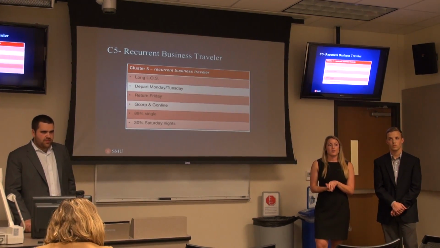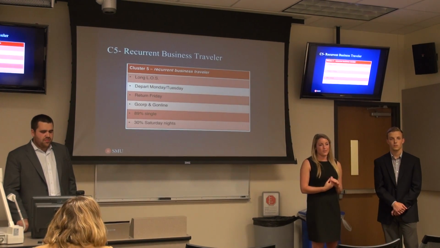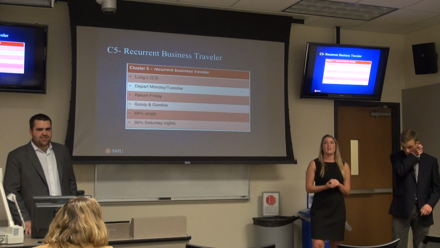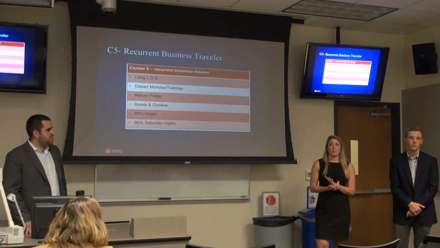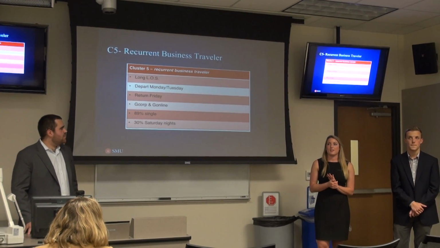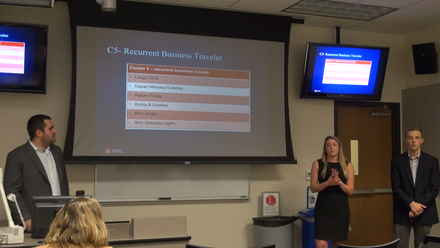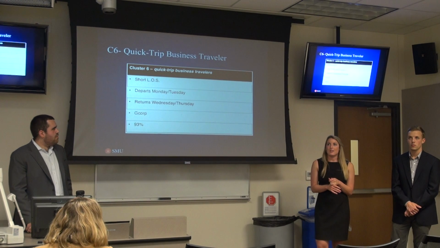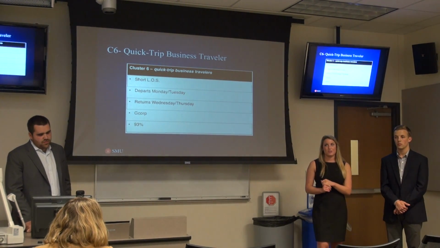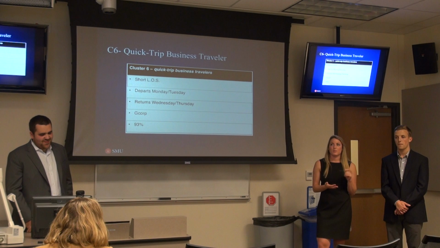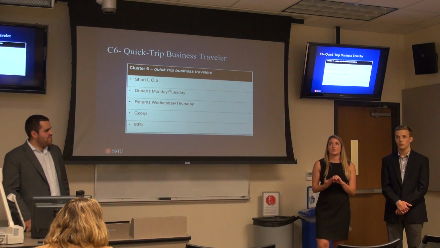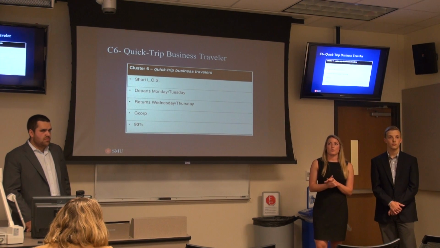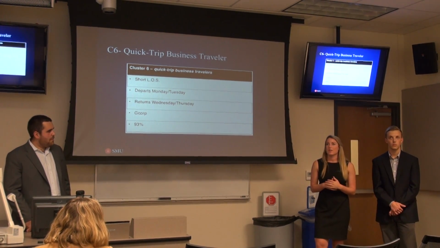For cluster 5, we named this one the recurrent business traveler, possibly a consultant who leaves Monday, Tuesday and returns Friday, books through G Corp and G Online mostly, and 89% were single business travelers, and only 30% stayed Saturday nights. And then for cluster 6, this is the quick trip business traveler, because they depart Monday or Tuesday and then they return either Wednesday or Thursday. So short length of stay, always booked through G Corp for the most part, and 93% single.